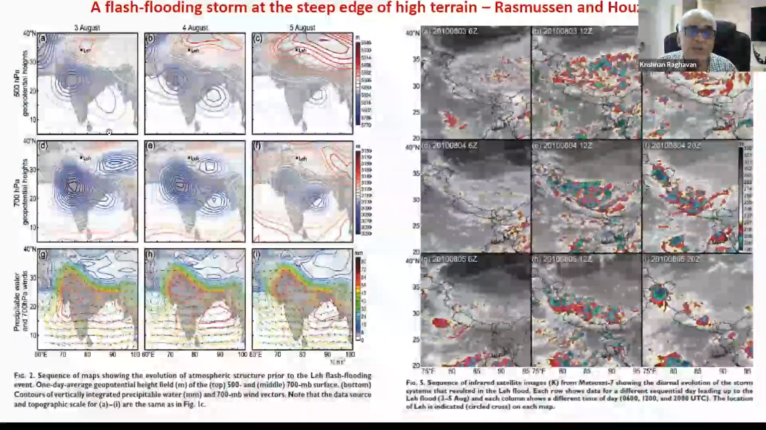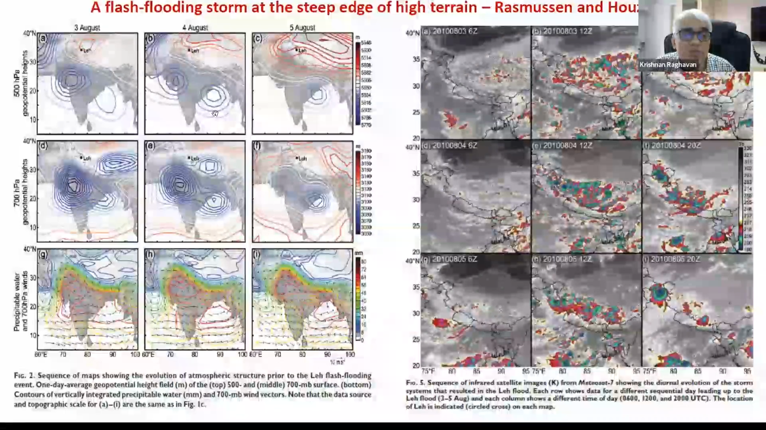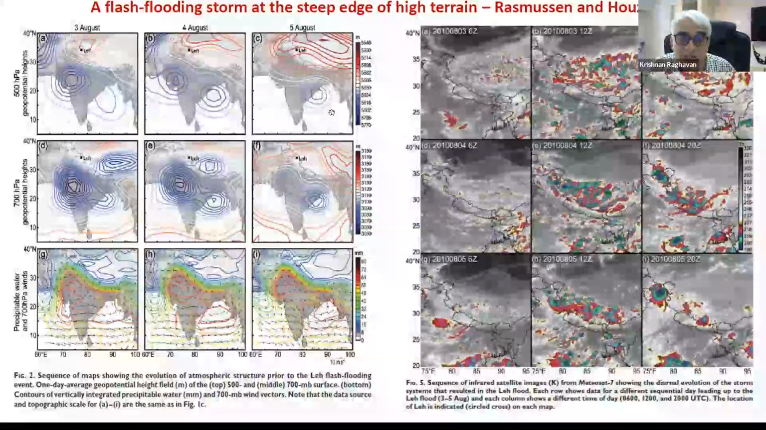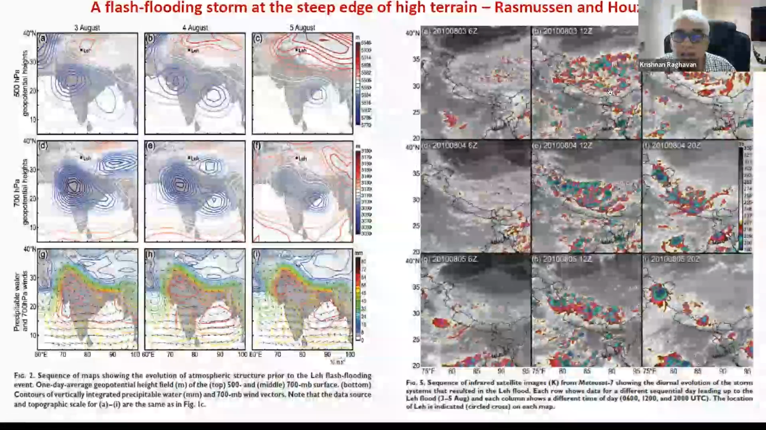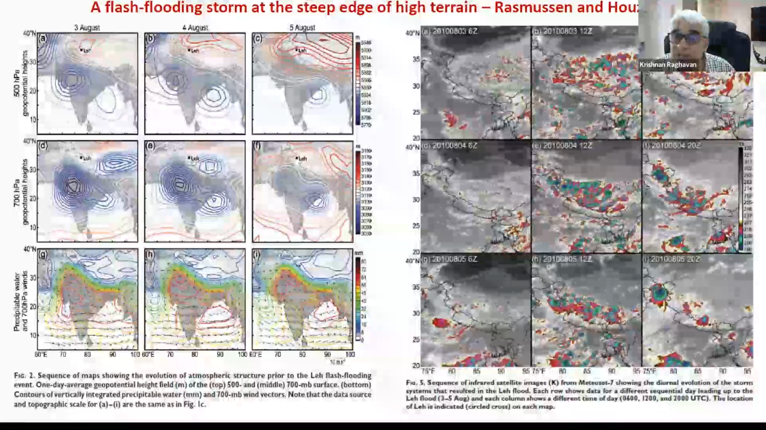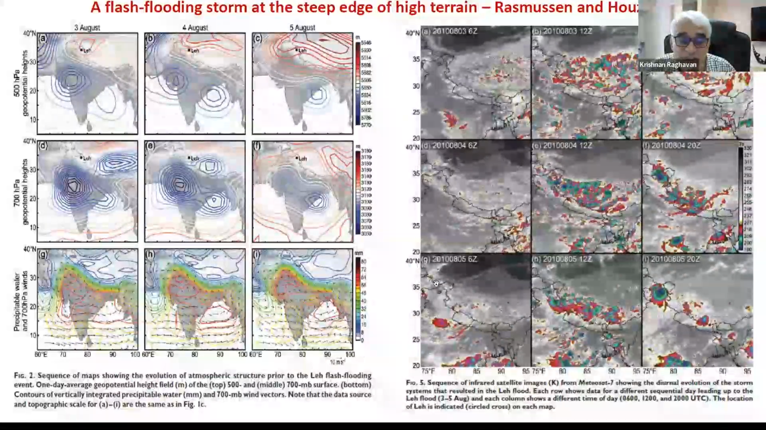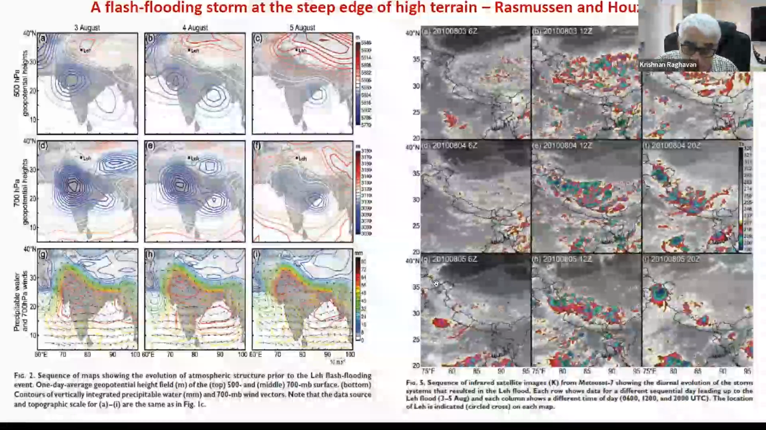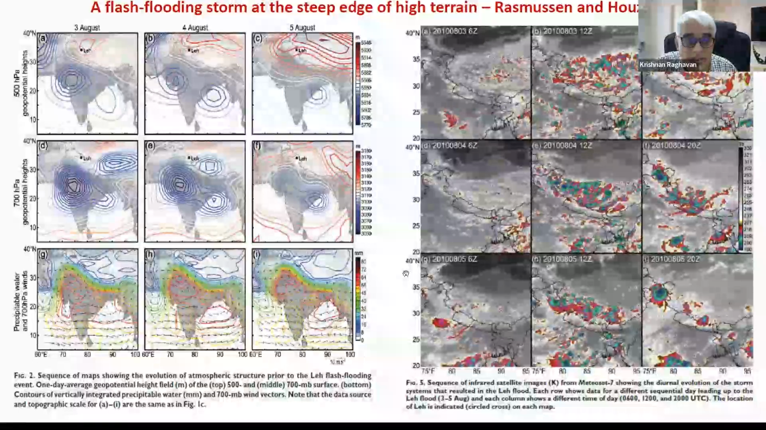And this is the picture of how this moisture is being transported. You can see on a synoptic scale from 3rd August to 4th August and 5th August. And around the same time, you have a lot of convective activity in the Tibetan plateau and these mesoscale convective systems moving westward. So the interaction between the water vapor and the convective systems can lead to these heavy precipitation events.